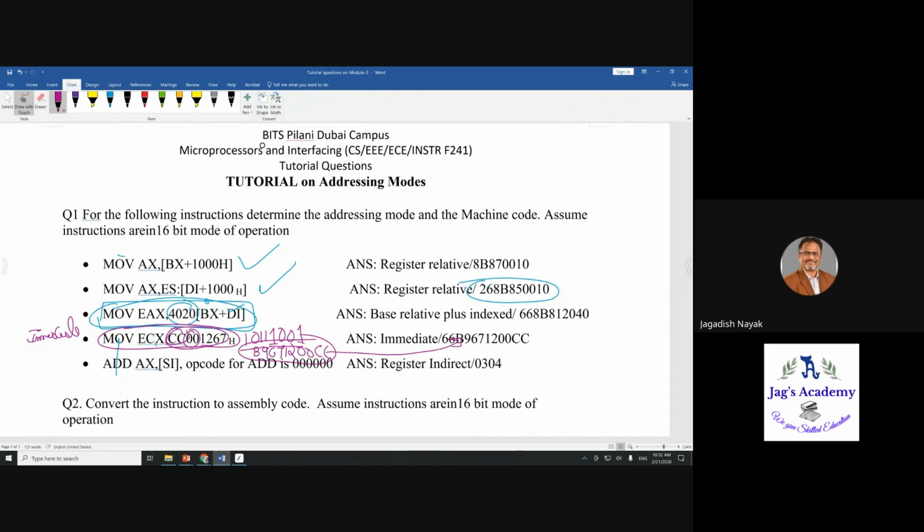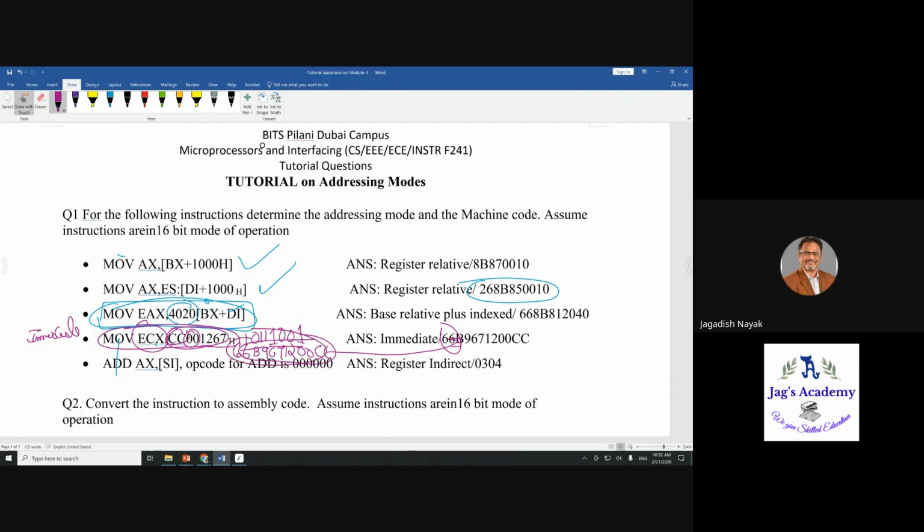Can you do the last one? Ah, yes. Very good. There's a violation, ECX. Register size violation. 66, you have to fix. You have to fix 66 here.